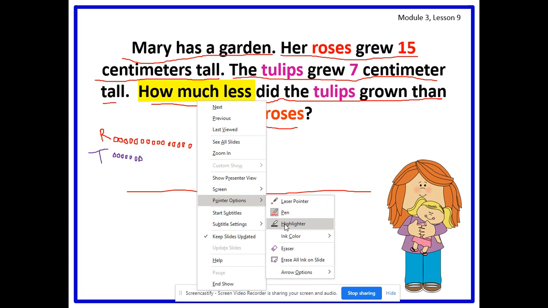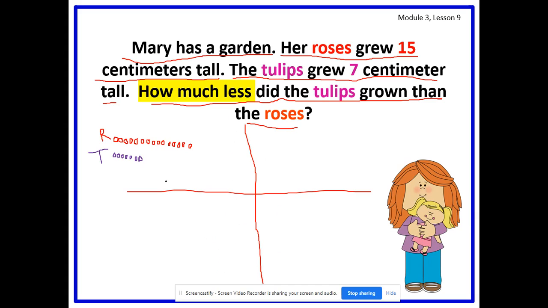So now we are going to write a subtraction sentence, because when we compare, we minus. And our big number goes first. So our big number is 15 minus 7. So we want to know how much less did the tulips grow. In other words, we're comparing.